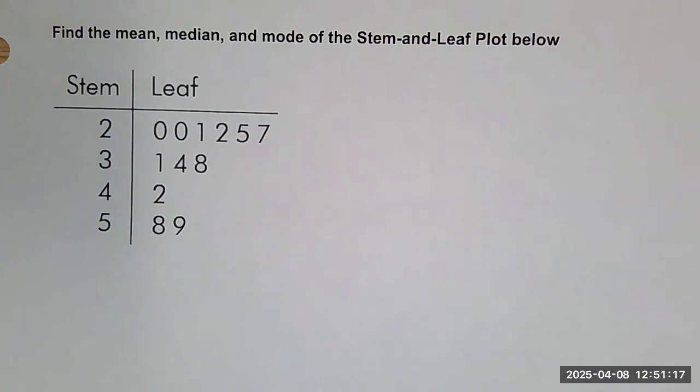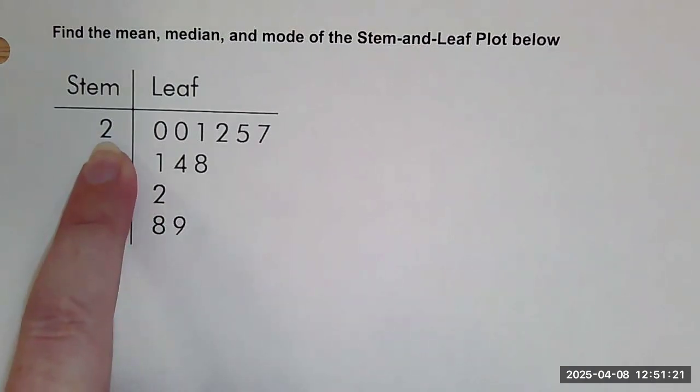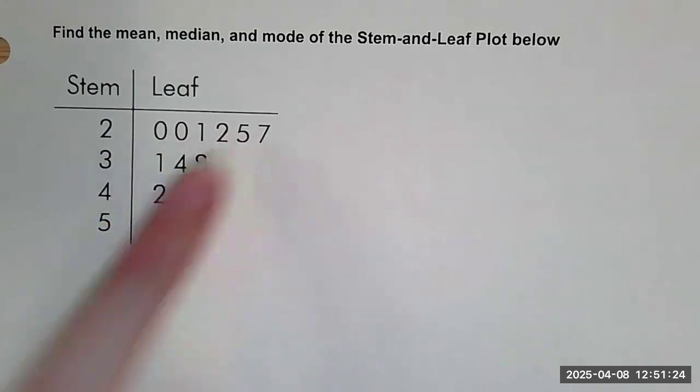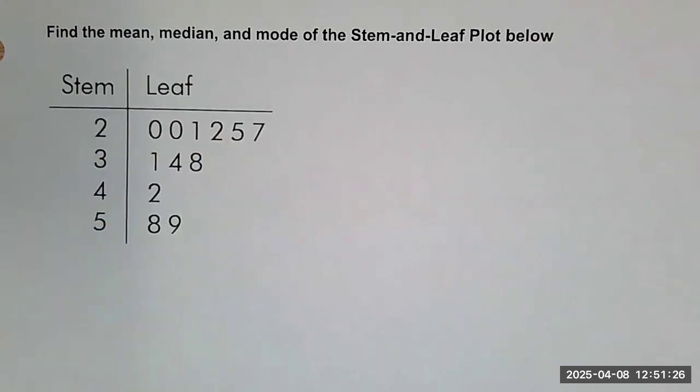The stem, in this case, is your tens digit, and then each leaf is your ones digit. So if I wanted you to write out the list of the data, what you're actually going to write is 20, 20, 21, 22, 25, and 27. Those are our first 6 numbers in the list.